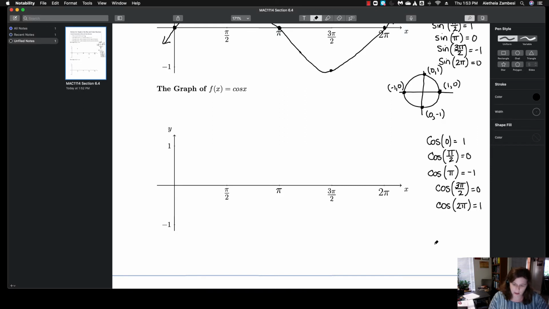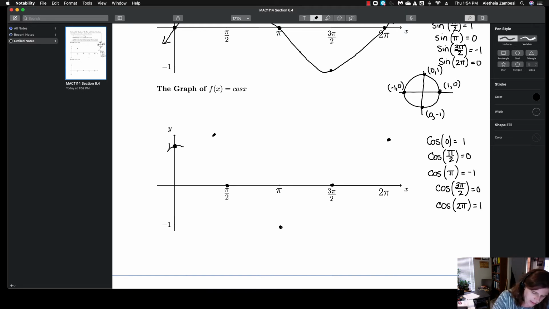So plotting in the cosine, where our sine function started at the origin, cosine at 0 is already at 1. And then at pi over 2, we go to 0. At pi, we're at negative 1. 3 pi over 2, we're back at 0. And at 2 pi, we start the second cycle of cosine.